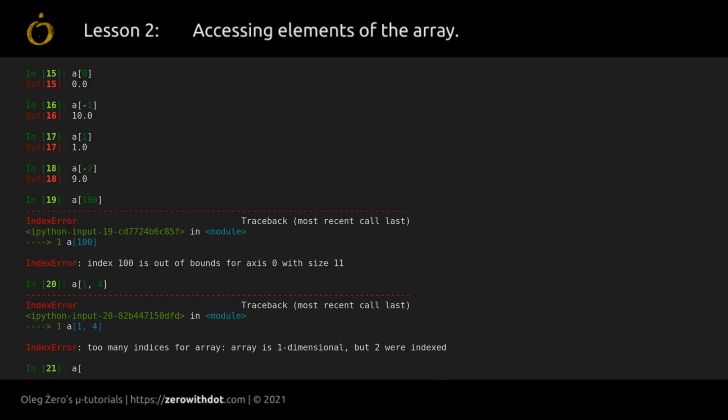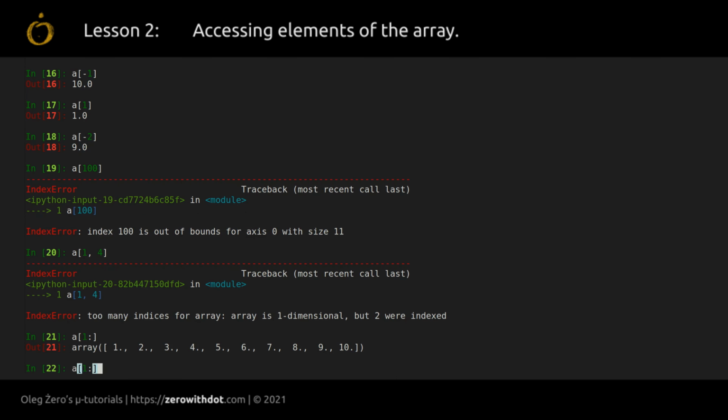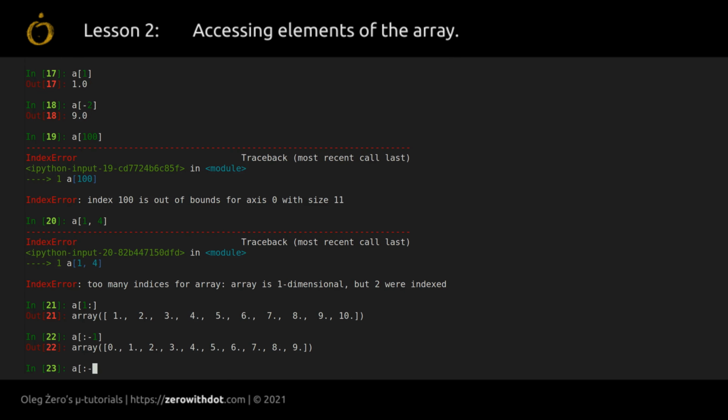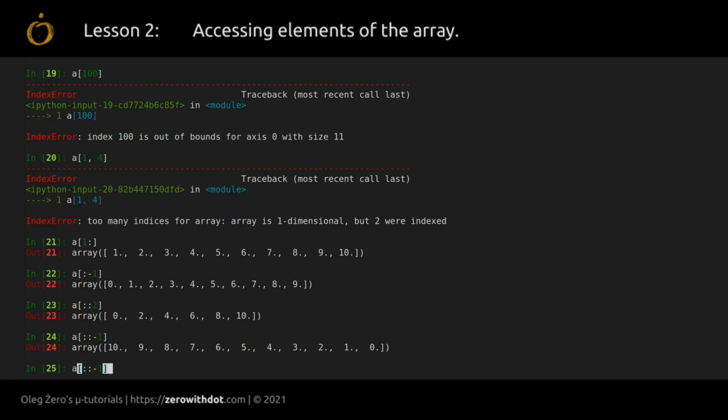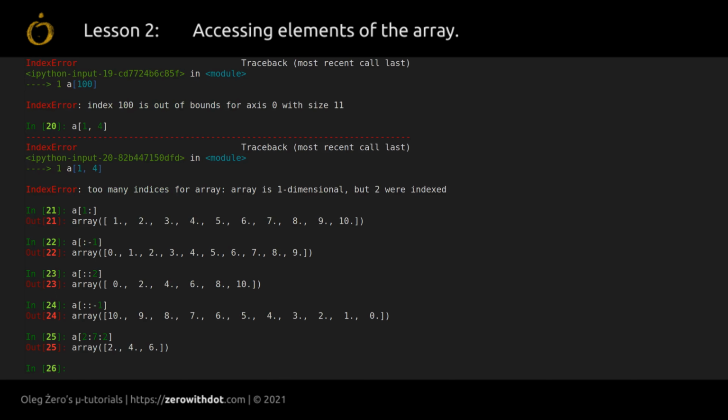For example, we can take all the elements starting from the second by using a colon. We can also take all the elements from the beginning until the pre-last element. We can also take all elements by a step of, let's say, 2. We can flip the array. We can start from the third element and finish on the sixth element with a step of 2. That's possible.